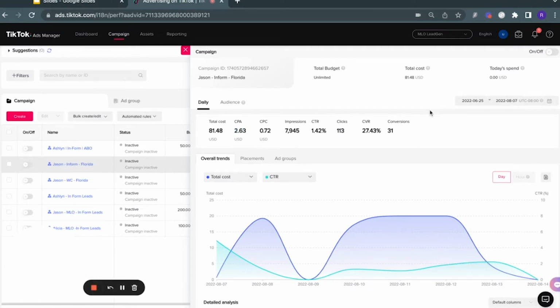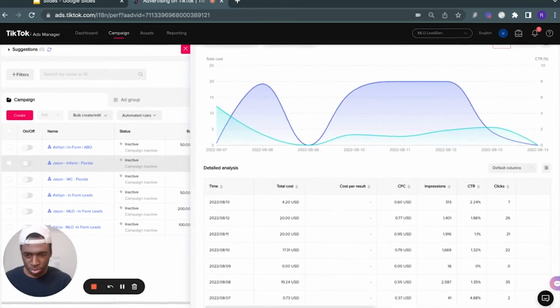So the campaign that I've got put up here, in my TikTok ad account, is a campaign for a broker that I'm working with who's in Florida in the US at the moment. But essentially, we've spent $81 US for him, and we've generated 31 leads for him. And as you can see here, our average CPA is $2.63, right? This is just our cost per acquisition, essentially our lead cost. So for every $2.63 that we're spending, we're actually getting a lead from TikTok.